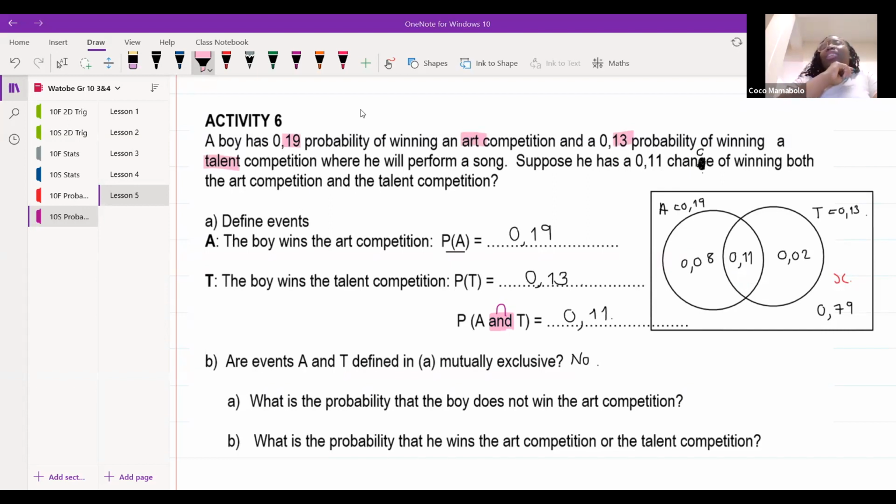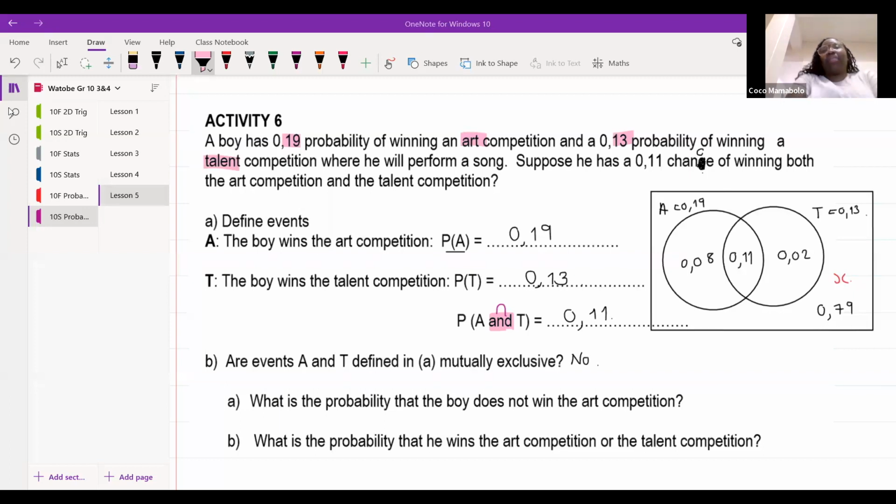Like what Denvier is saying in the chat, he's a very smart somebody. Wow, there's a possibility of winning both events. Yes, absolutely. Just because he wins one doesn't mean he can't win the other one. He can win both. And that is what the intersection in the middle means. You see that? Okay, thank you, Denvier.